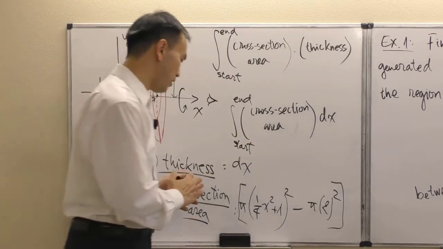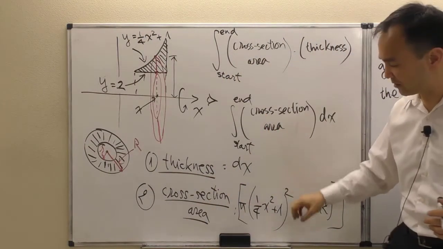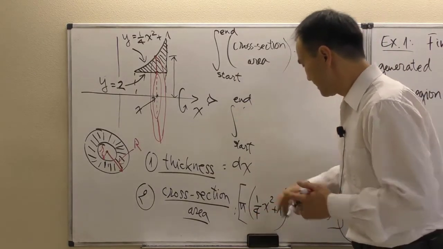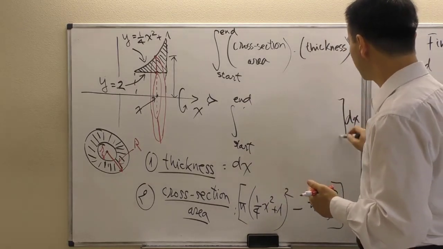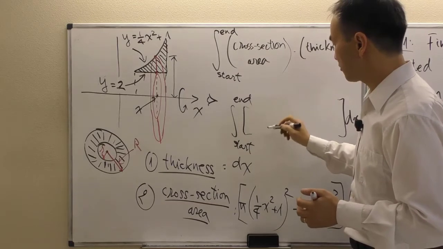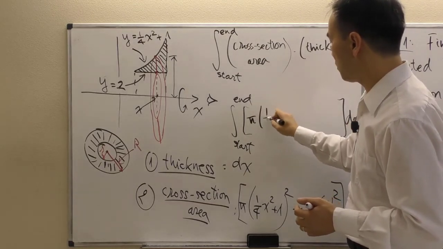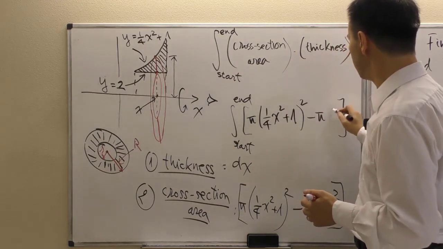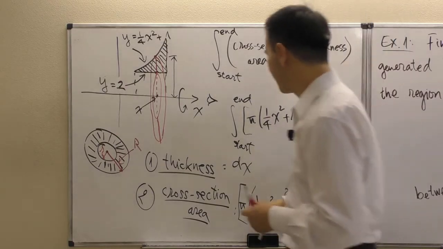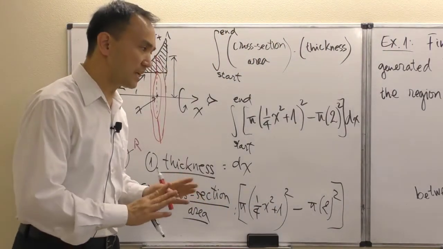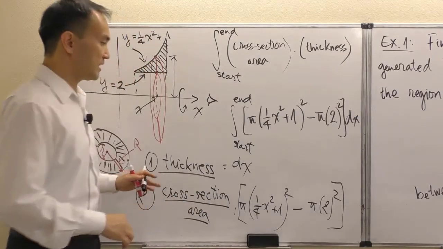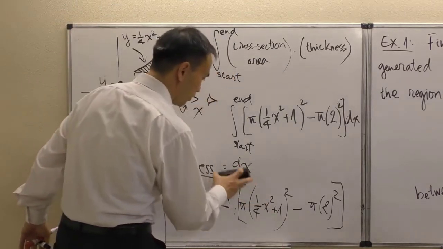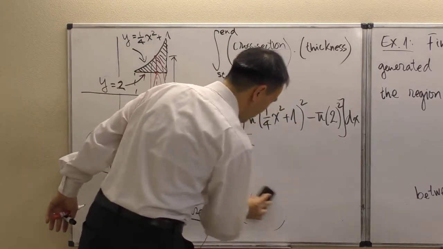Okay, and so now I'm on my way to fill it into this formula. We know what we need, a dx for sure. So dx is all the way out here. As for the area of the cross section, I need pi times (1/4 x squared plus 1) squared minus pi times 2 squared. Okay, so we keep getting there in terms of having our problem set up. All right, and now sadly I have to erase all of this work written down here so that I can have more space for my next step.